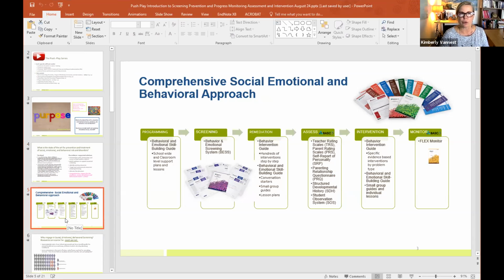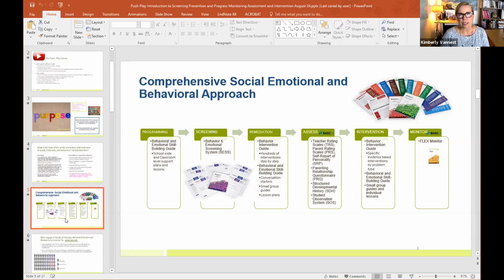One comprehensive social, emotional, behavioral approach model includes a level of universal programming. I would offer the Behavior and Emotional Skill Building Guide. It's a book I wrote, but there's lots of materials out there, free and commercially available, to support how you engage in universal programming at your school. Universal screening. I'll give you a list of a few screeners that are available. Next week, we'll talk about 10 or 11 of them.